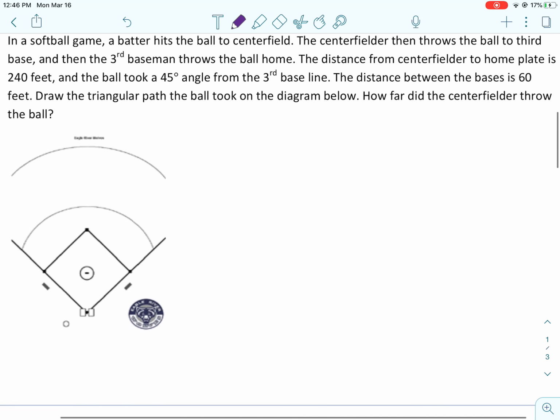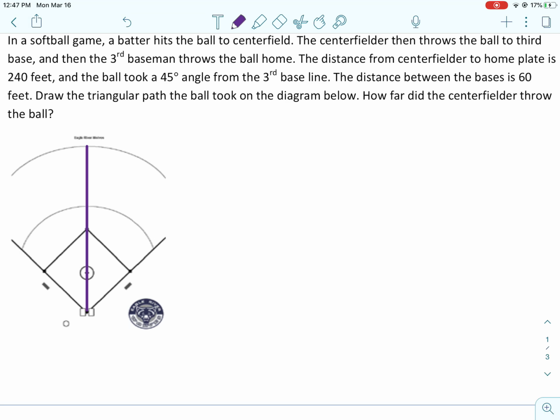All right. Example 3 is for all you softball fans. A batter hits a ball to center field. The center fielder then throws the ball to third base, and then the third baseman throws the ball home. The distance from the center fielder to home plate is 250 feet. The ball took a 45-degree angle from the third baseline. The distance between the bases is 60 feet. Draw the triangular path the ball took on the diagram below. And then we're going to figure out how far the center fielder threw the ball.